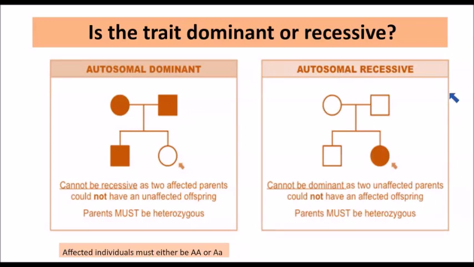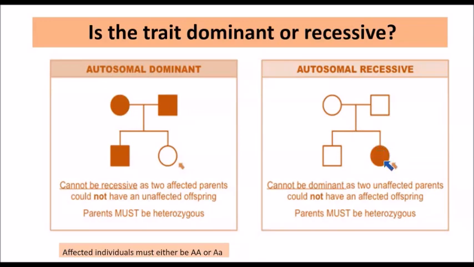Now in terms of autosomal recessive, this cannot be a dominant trait because clearly the parents are not affected, but yet we're seeing that one of the two children is affected. So this is showing you that it definitely cannot be a dominant trait. In order for this individual to be affected, it would have had to inherit two recessive alleles, because this individual is like the parent.